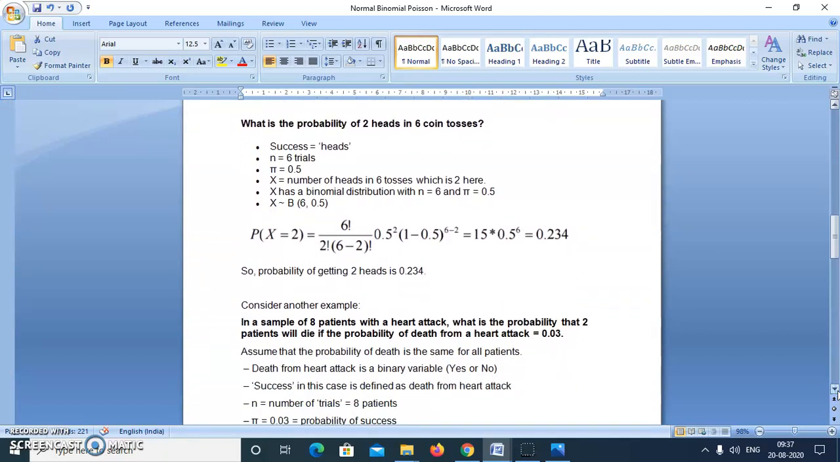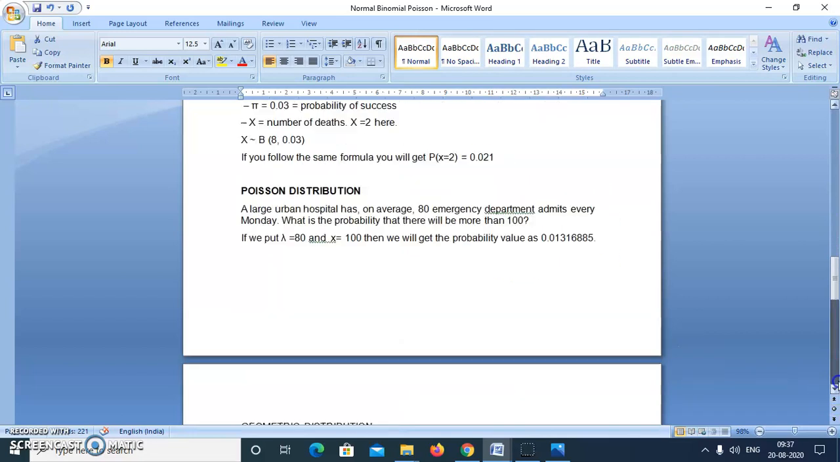Binomial distribution, this is one simple example. What is the probability of 2 heads in 6 coin tosses? So here n is 6. We are tossing the coin 6 times, and we want the probability of 2 heads. Okay, so this is the formula nCr, that is n factorial upon r factorial and n minus r factorial. Probability of success p, that is the probability of head, is 0.5, and probability of tail is also 0.5. So we'll calculate the probability like this.